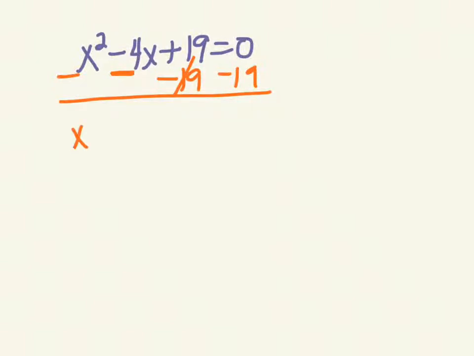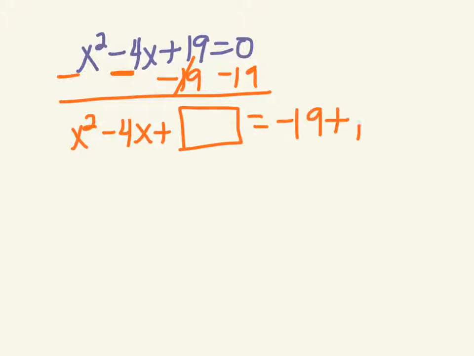So we're left with x squared minus 4x plus a square is equal to negative 19 plus a square on the right side. Taking half of the middle term, now pay attention to the sign. We have a negative 4x, so half of negative 4 is negative 2 squared. And same thing on the other side. Now you might think it might not make a huge difference, and on the right side of the equation it doesn't, because negative 2 squared or positive 2 squared, either way is going to give you a positive 4.